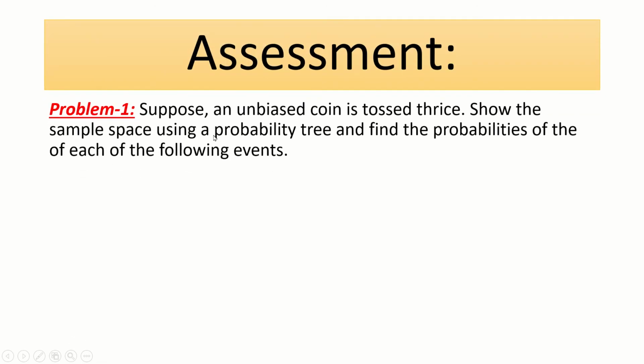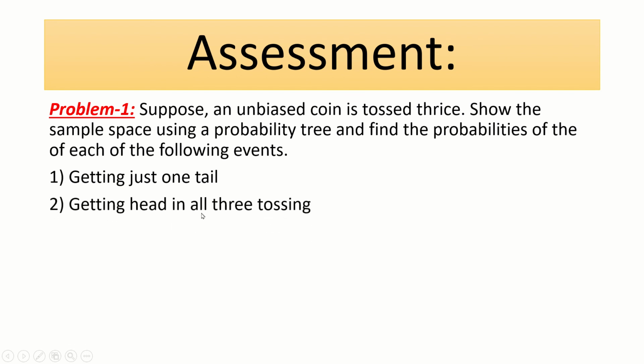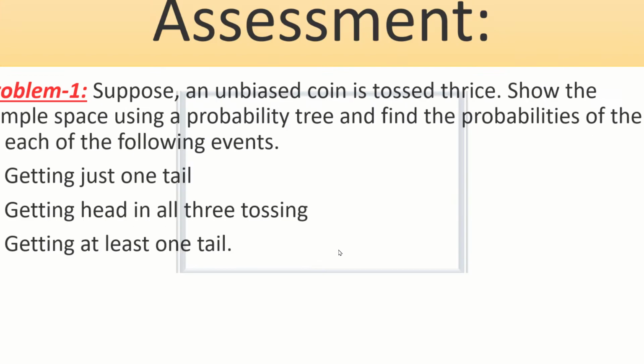Assessment. Problem 1. Suppose an unbiased coin is tossed thrice. Show the sample space using a probability tree and find the probabilities of each of the following events. Number 1, getting just one tail. Number 2, getting head in all 3 tosses. Number 3, getting at least one tail. Okay, so everybody will solve this.